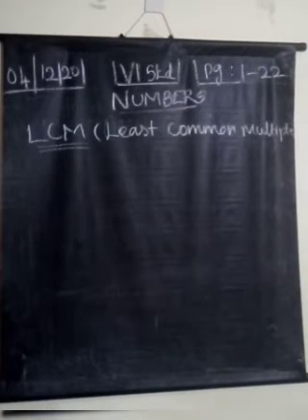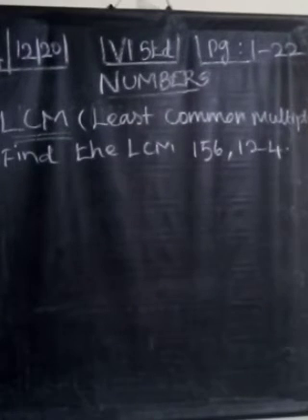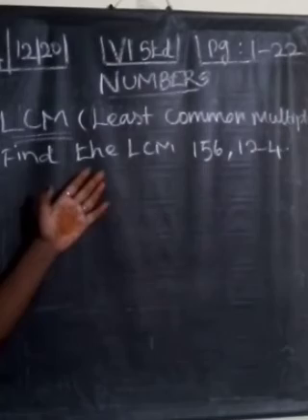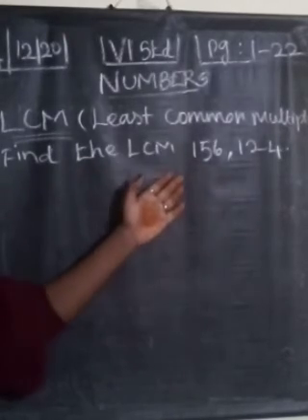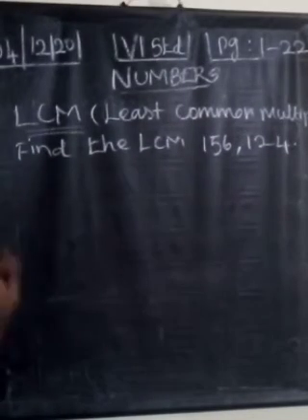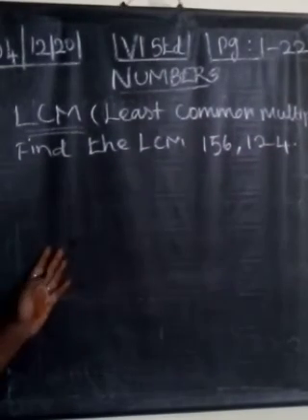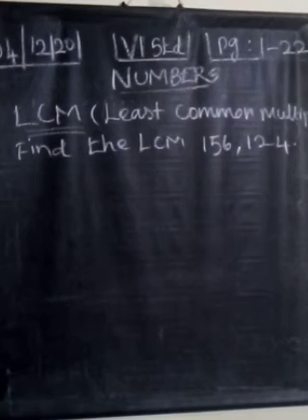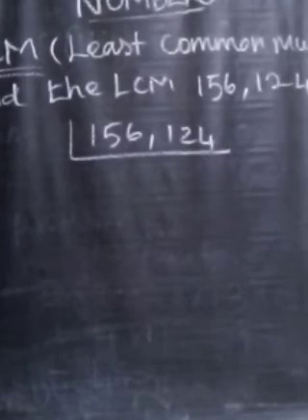Now let us see about LCM. LCM stands for least common multiple. Let us take one example. How do we find the LCM? First we have to find the prime factorization of 156 and 124. Take the product of the common factors multiplied by the product of the factors that are not common, till we get the LCM.